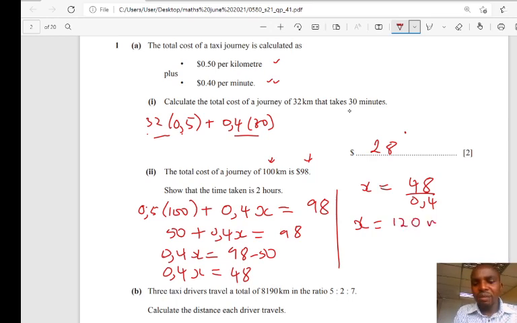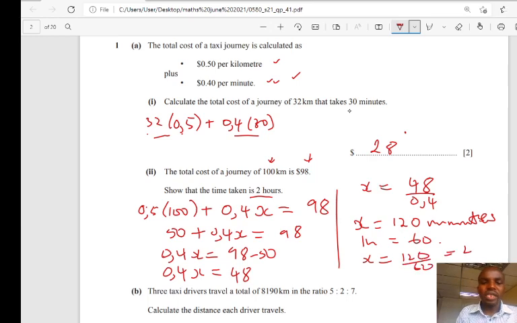And these are minutes, remember, because our time was in minutes and the cost was per minute. Now to convert this to hours, because you have to show it's 2 hours, divide by 60. 1 hour is equal to 60 minutes. So you divide 120 over 60, which is equal to 2 hours. Then in this case you can say you have shown.